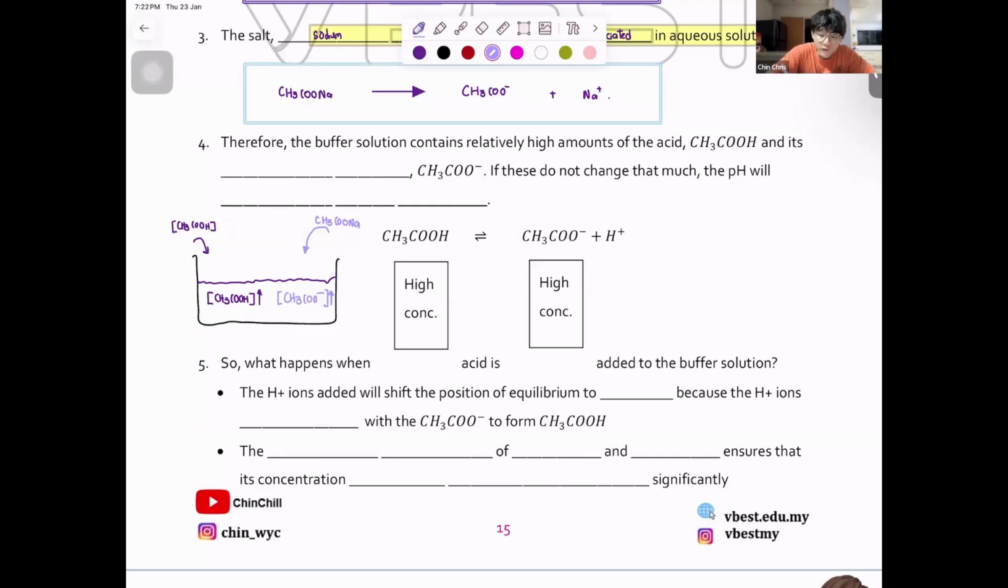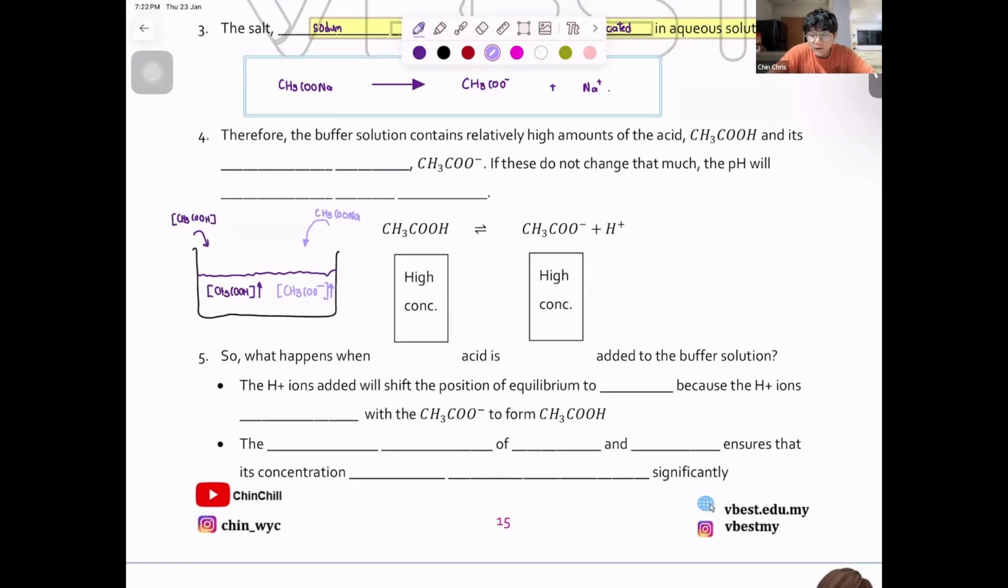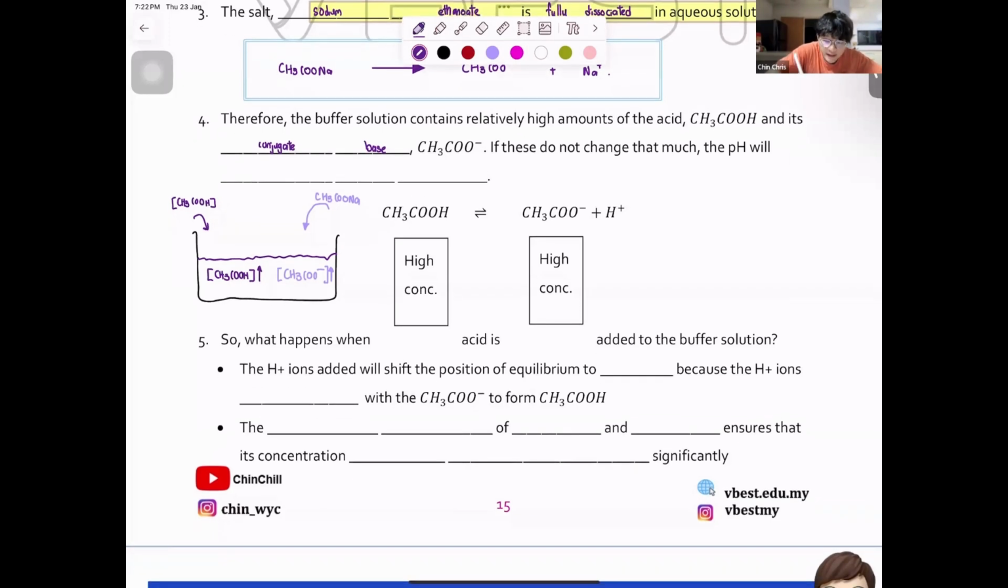So the buffer solution contains a relatively high amount of the acid, CH3COOH, and its conjugate salt, or its conjugate base. Highlight the words high amount of acid and its conjugate. If this concentration does not change much, the pH will remain the same.